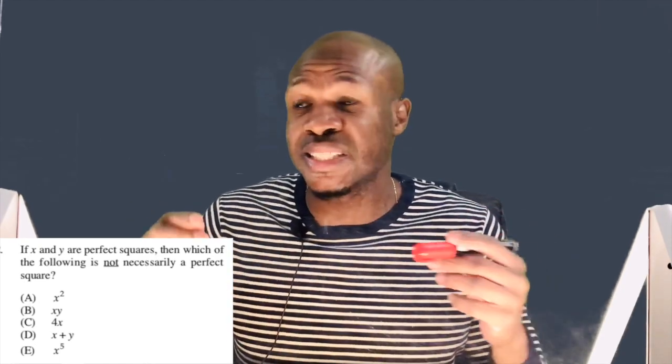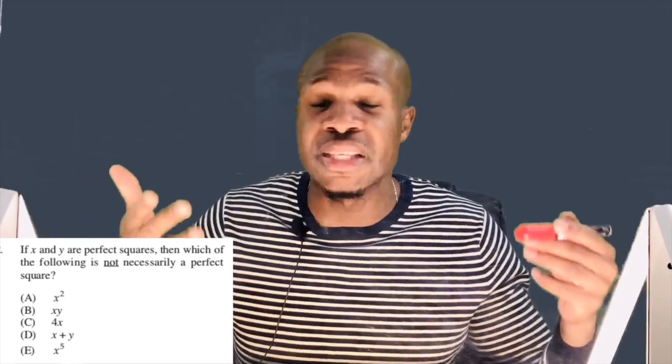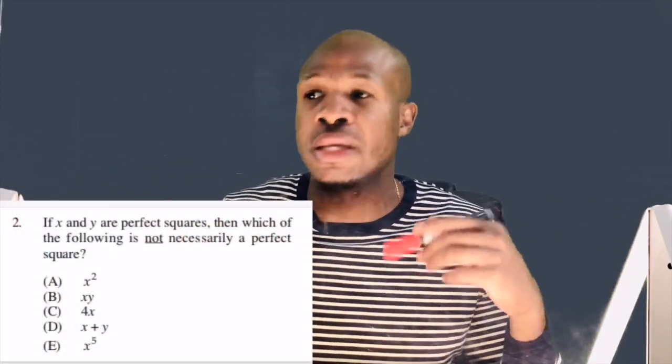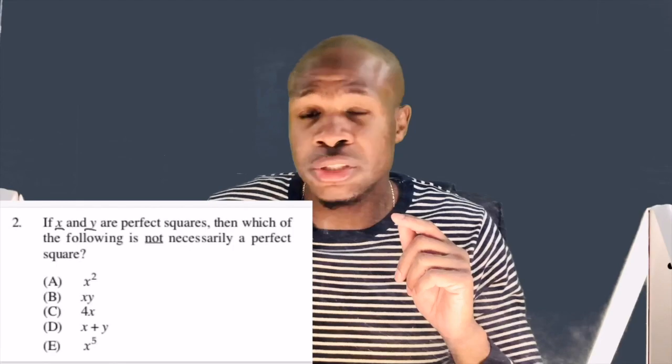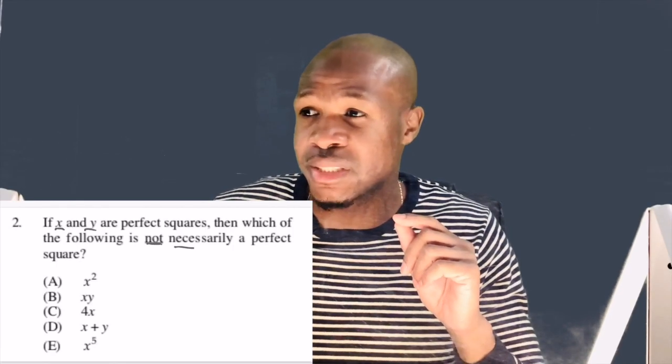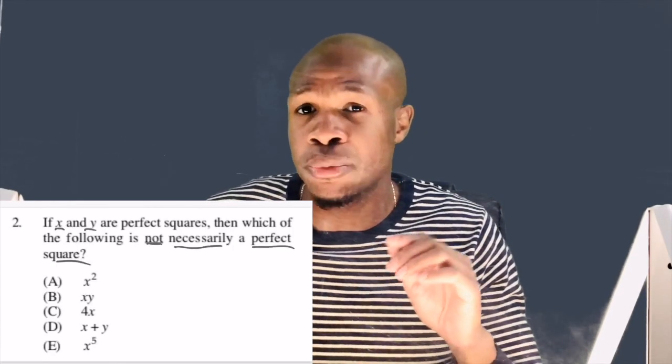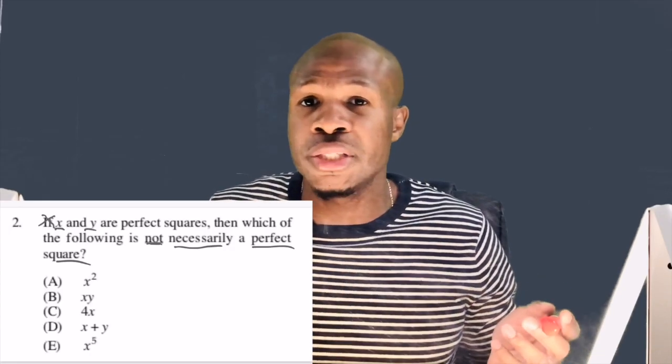It's telling you that x and y are perfect squares. It says if, but remember, if you see if, just pretend that it is. Just get rid of the if and say x and y are perfect squares. And it wants to know which of the following answer choices is not necessarily a perfect square. So all we need to know is, what is the definition of a perfect square?